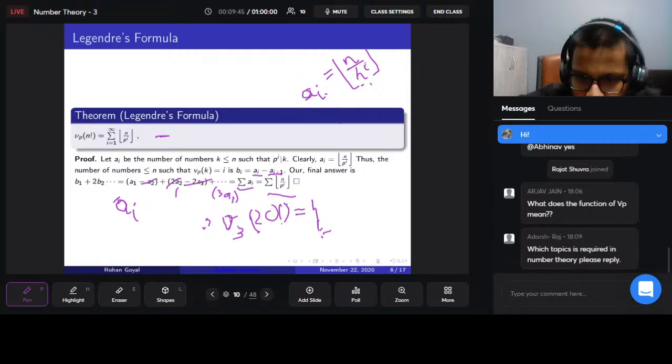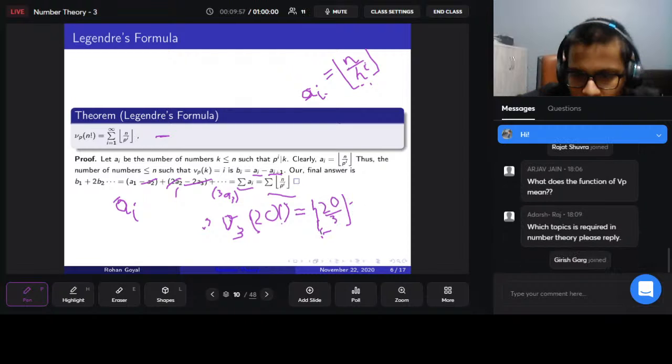Floor of 20 by 3, plus floor of 20 by 9.